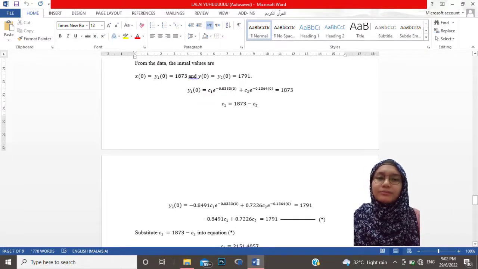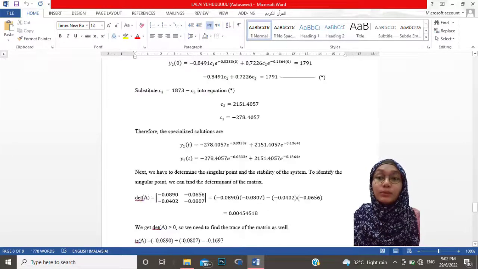Okay, from the data, we have the initial values of y1 at time 0 and y2 at time 0. So with these values, we get the values for C2 and C1, which is C2 equals 2151.4057 and C1 equals negative 278.4057, and therefore the specialized solutions are as follows. Next, we have to determine the singular point and the stability of the system.